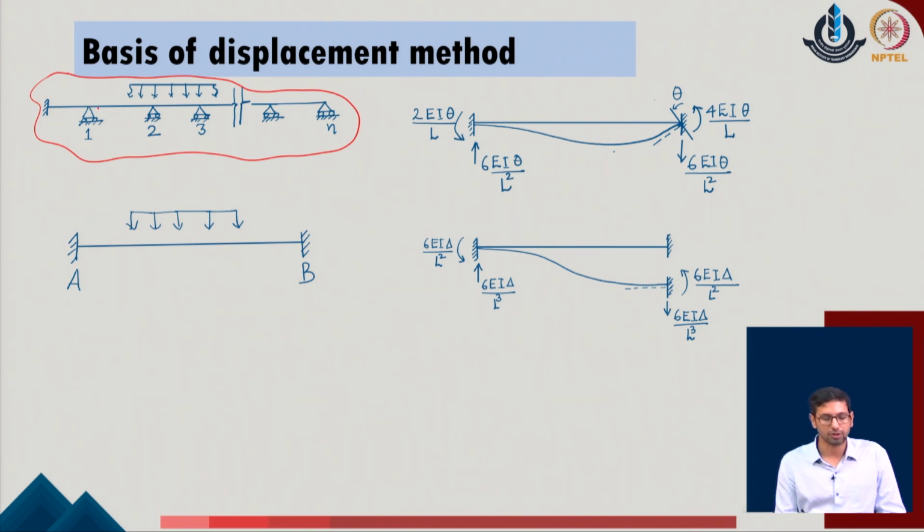With respect to the given problem, if we consider that axial deformation is not possible, we can have only rotations at each of the joints as the unknown set of displacements. So we have n number of joints, and at each of the n joints we have one unknown rotation. As a first step, we convert our system into a kinematically determinate system.